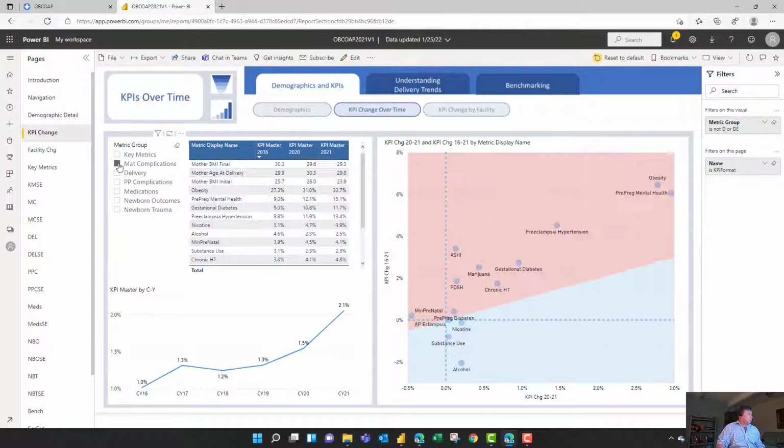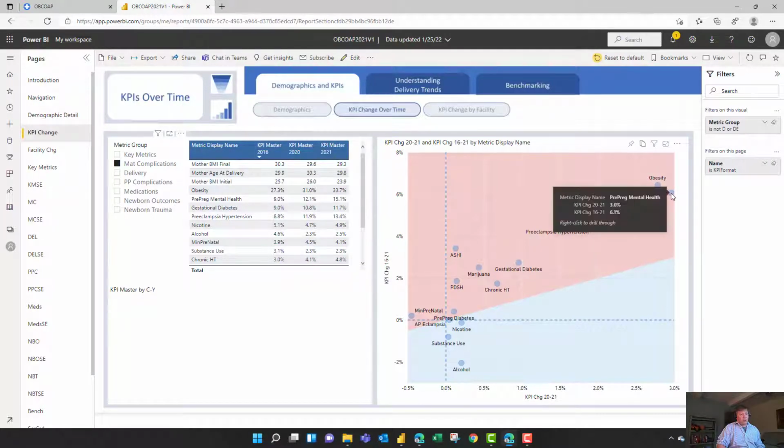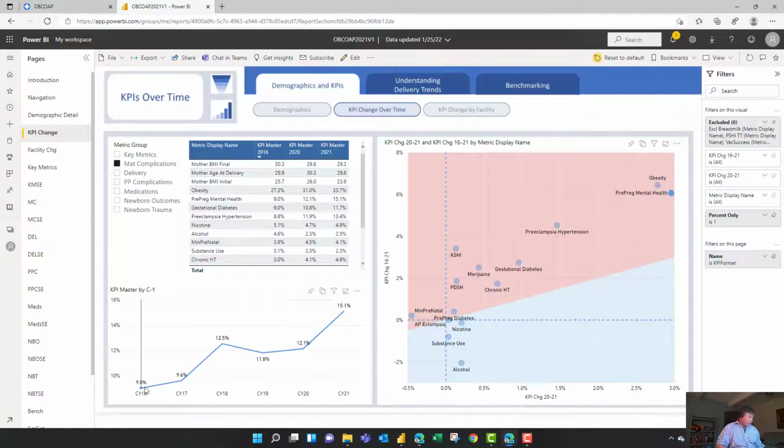Switching metrics, we're going to see maternal complications. The ones that jumped out to me were pre-pregnancy mental health, which took a real jump, 3 points on a year-over-year basis, 6 points on a 5-year basis. When we select that, we're going to see this increase from 9% to 15.1%. One of the cool things that's built into this is the ability to drill through from here.